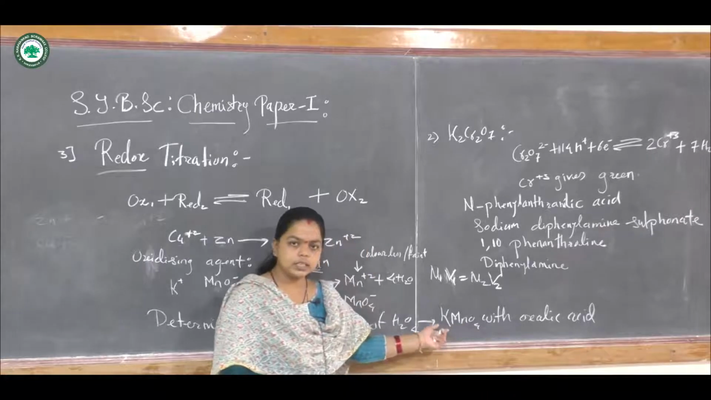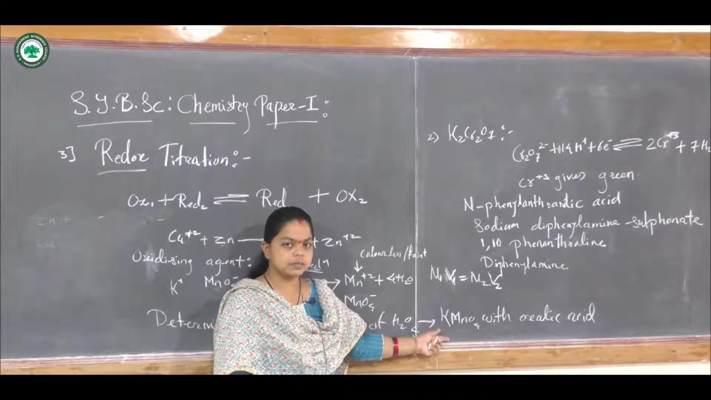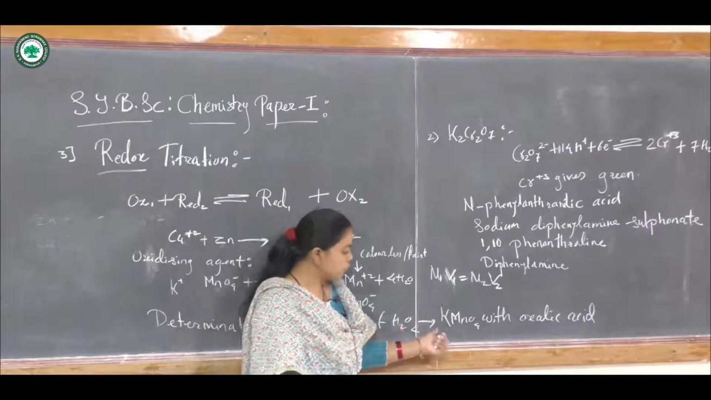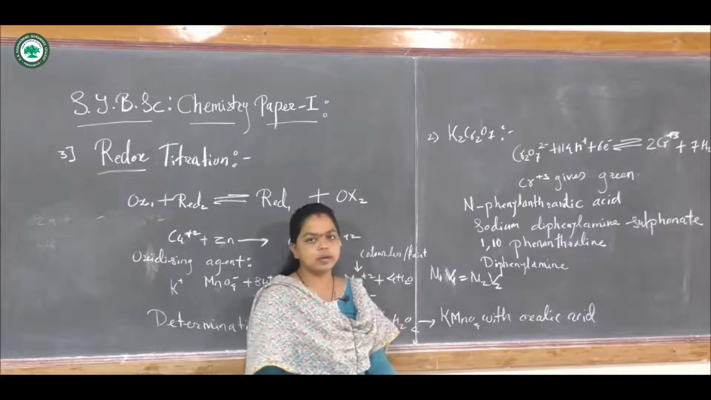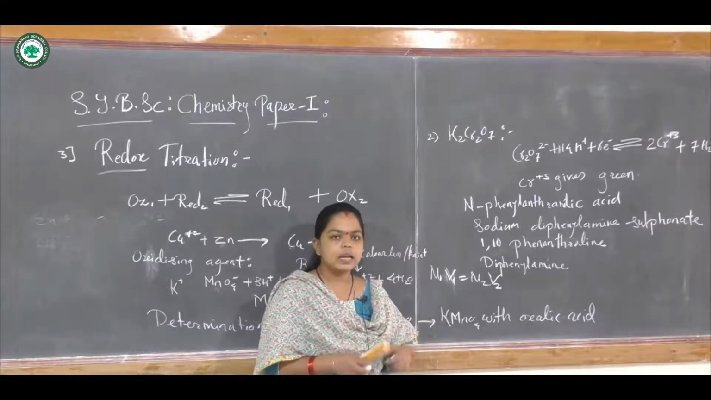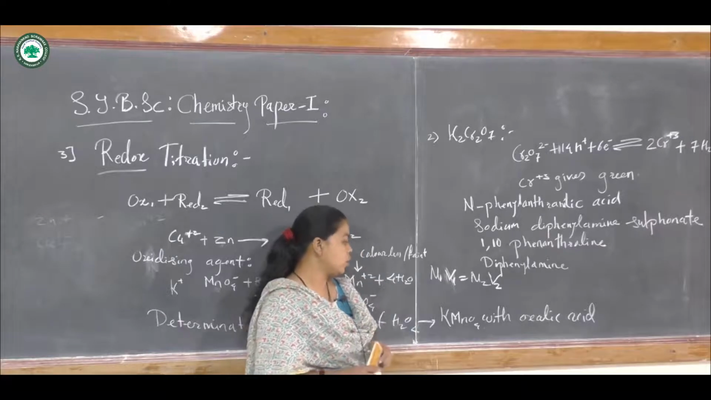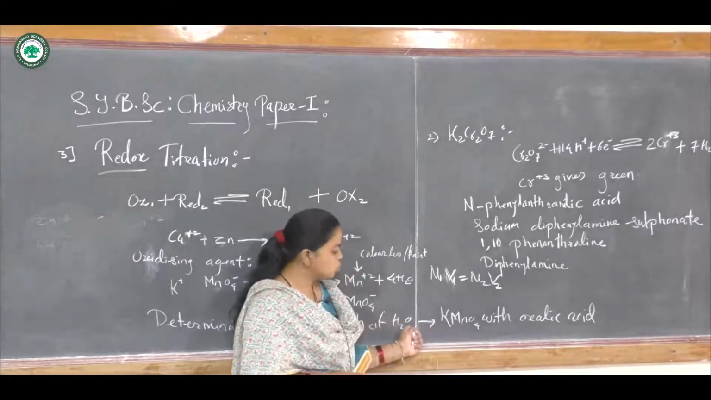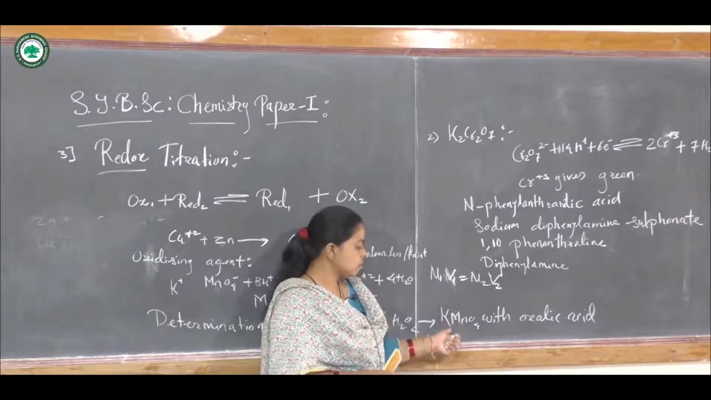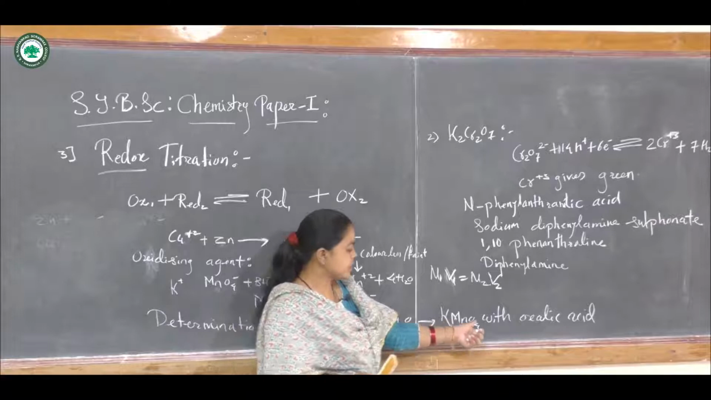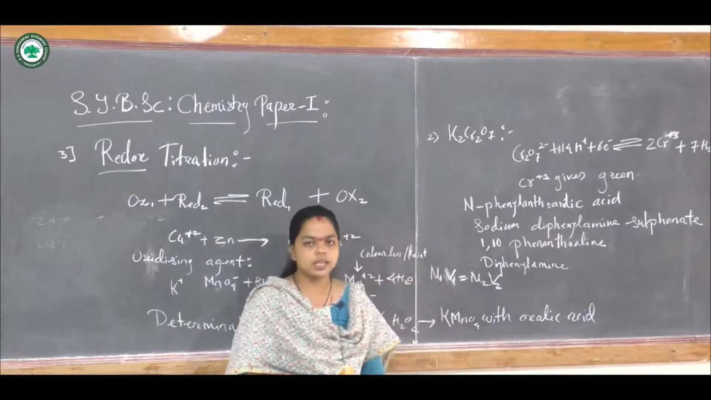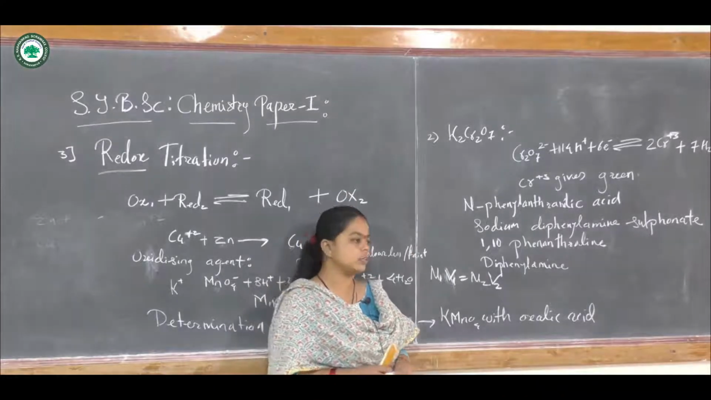But we know that KMnO4 is a secondary standard substance, so we cannot use it directly for the titration. First, we have to standardize this KMnO4 with primary standard solutions, so that for the titration with the H2O2, the exact concentration of the KMnO4 is known. So in order to get this exact concentration, we have to titrate it with a substance like oxalic acid. Oxalic acid is the primary standard substance.